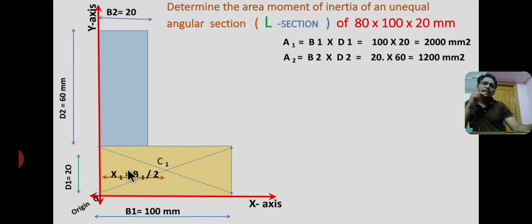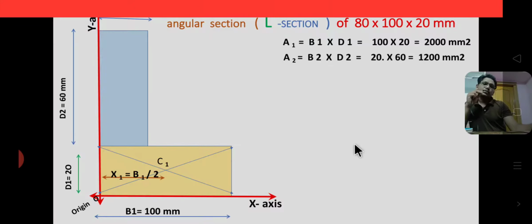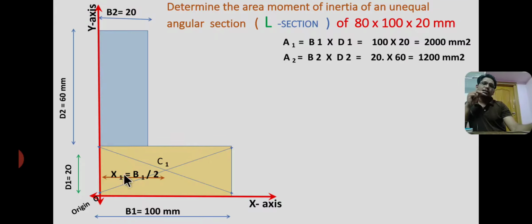So x1 equal to half of the base, that means 100 by 2 equal to 50. So from here to here the distance is 50. From previous slides we already discussed some centroid formulas. So from those diagrams I have written here x1 equal to half of the base, that means x1 equal to 50 mm.